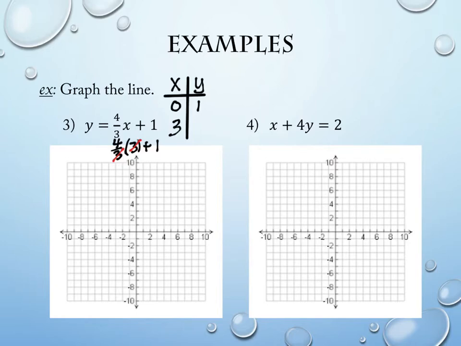So the value 3 here is what I've chosen. So the 3's cancel. So I'm left with the 4 plus my 1, which gives me 5. Thank you. So I've got 0, 1, and 3, 5. So 0, 1 would be here. 3, 5 would be here. And then we will connect the dots with arrows on the end.